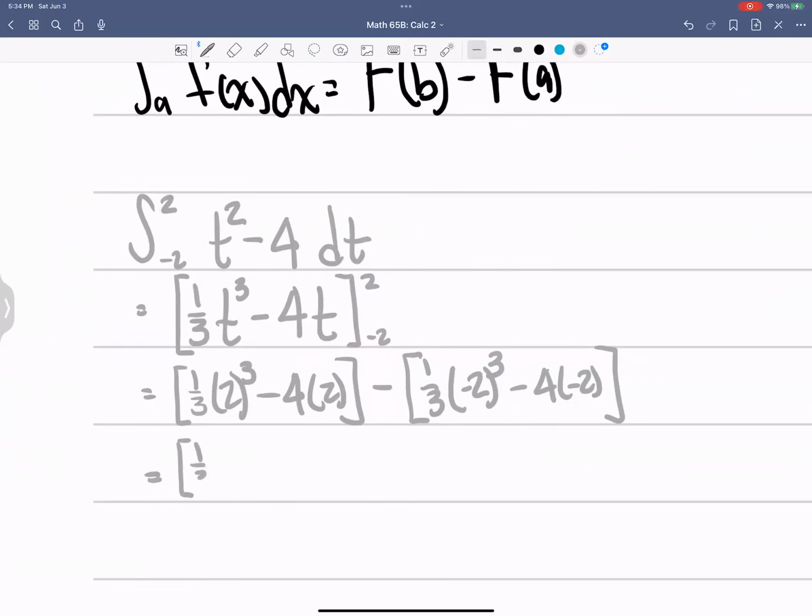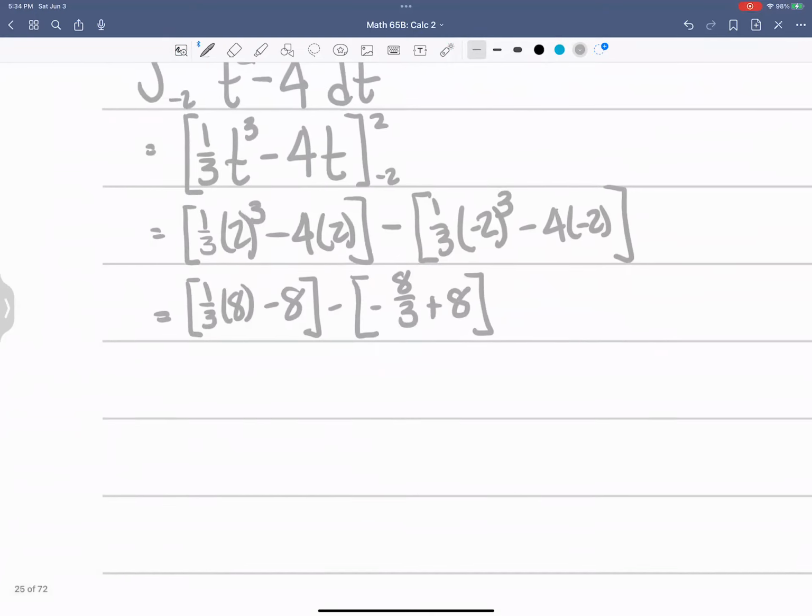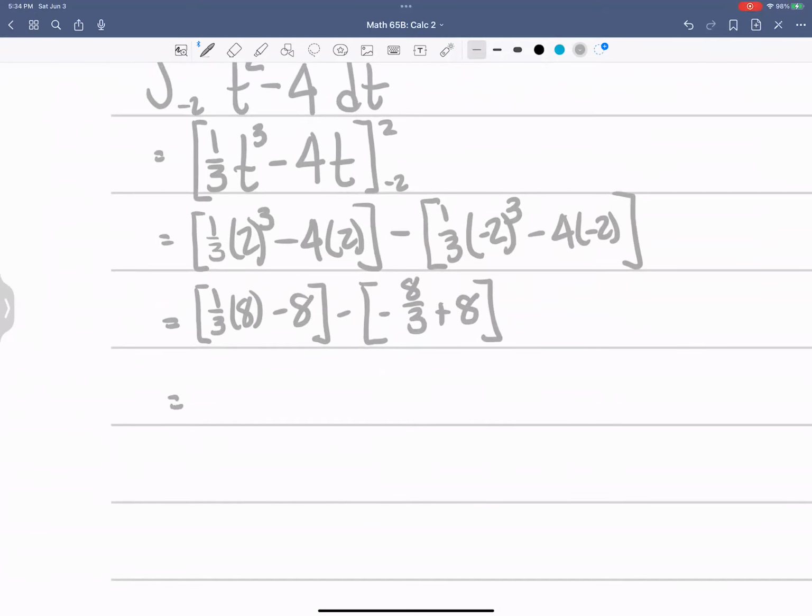let's find those values. 1/3 times 8 minus 8, minus, a -8/3, minus, plus 8. So that's going to be 8/3 minus 8 plus 8/3 minus 8.